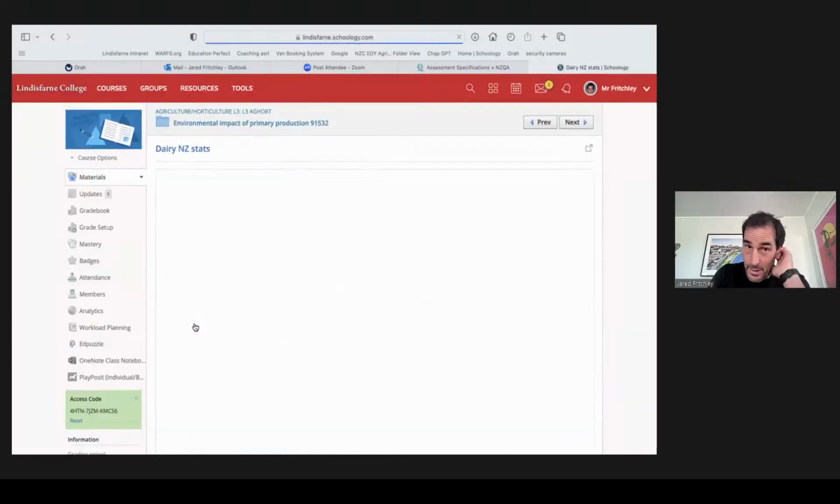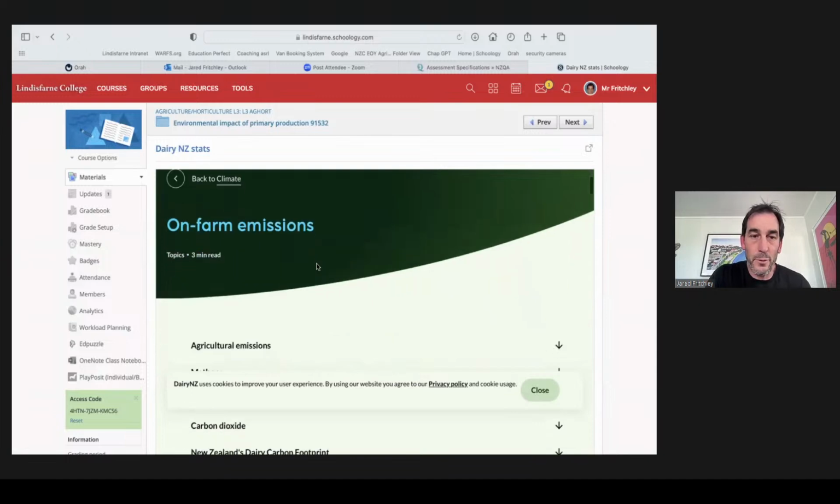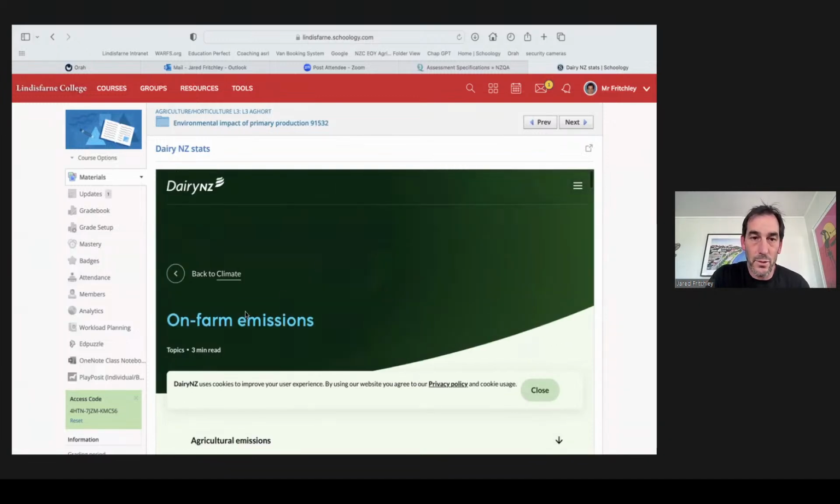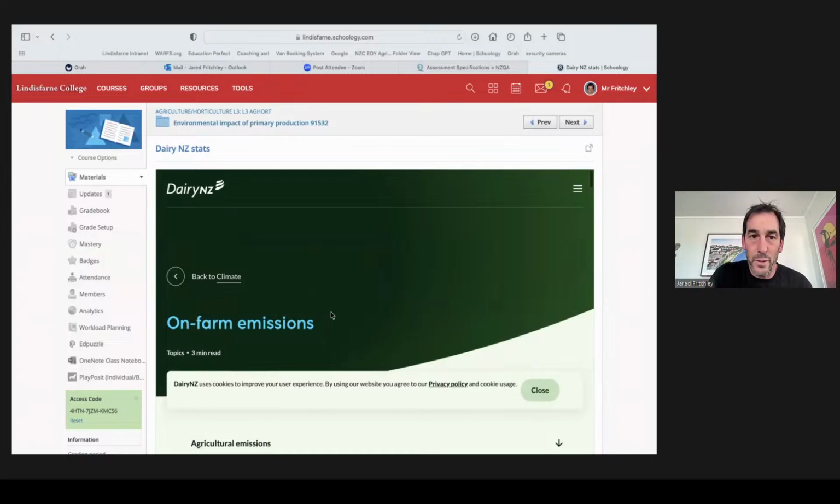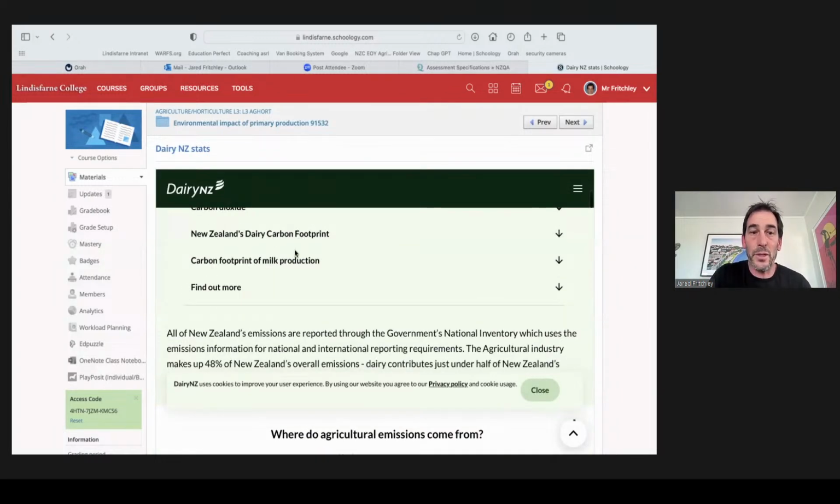Dairy NZ, again, like I say, this is from their website. Dairy NZ have some really useful things for farmers to understand their emissions profiles and what they can do. Again, nothing is going to be a silver bullet that you can just take and do it, or use for an exam, but it's really, really useful to look at. This one here is called On-Farm Emissions. I must have just found it from their website, and it talks about New Zealand's dairy carbon footprint.